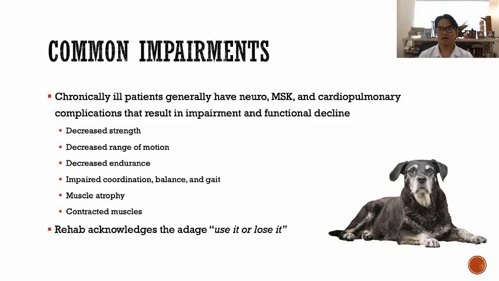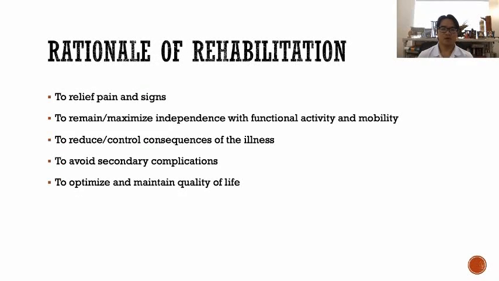So rehab acknowledges the adage of use it or lose it, right? If the patient is affected by chronic disease or cancer, they have trouble walking or tend to lie down all the time, and you expect that these patients are going to have impairment of their functional mobility. Here are some of the rationales of rehab for patients in palliative and hospice care: to help relieve pain and clinical signs, to remain or maximize independence with functional activity and mobility, to reduce or control consequences of the illness, to avoid secondary complications, and to optimize and maintain quality of life.